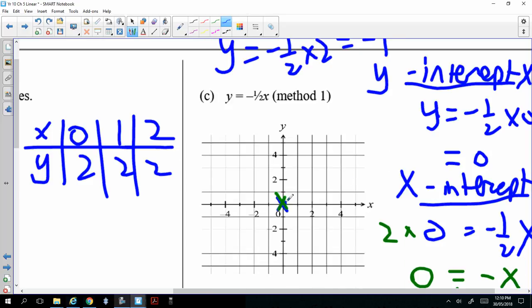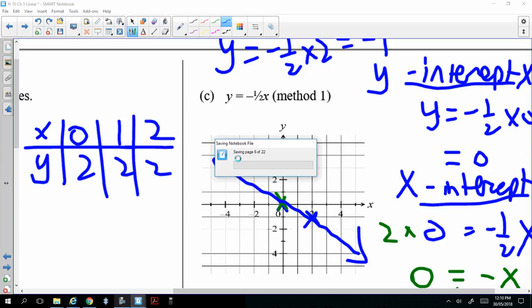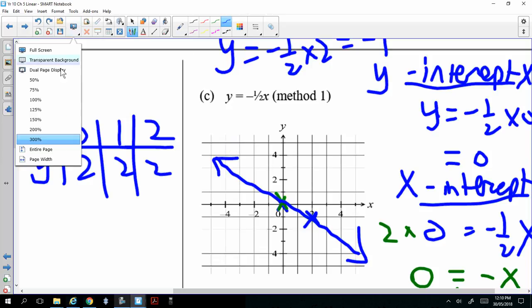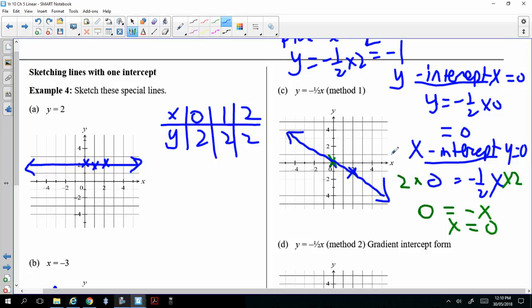So you just need one extra point to draw a line. When you get 2 points, you join them together, you get the line, with arrows on both ends. Alright, so sometimes the x and y intercept method is not very useful when both the x and y intercept are on the same point.